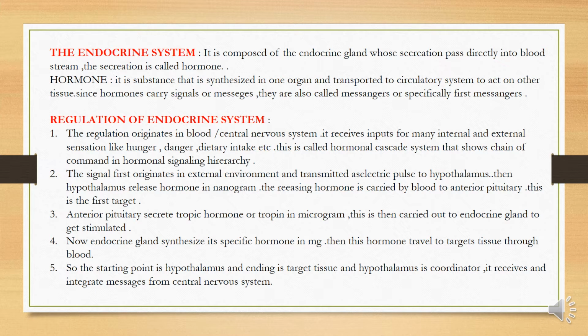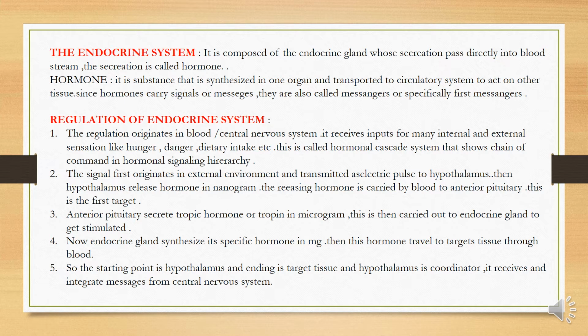Regulation of the endocrine system. Regulation originates in the blood and central nervous system. It receives inputs from many internal and external sensations like hunger, danger, dietary intake, etc. It is also called the hormonal cascade system, which shows the chain of command in the hormonal signaling hierarchy.